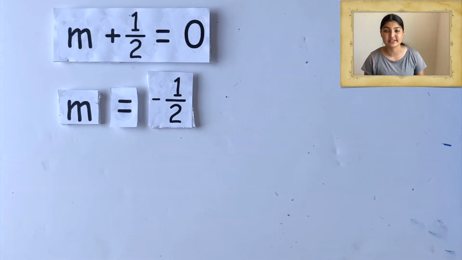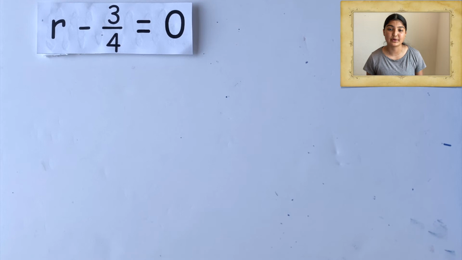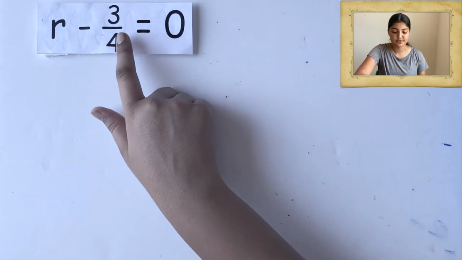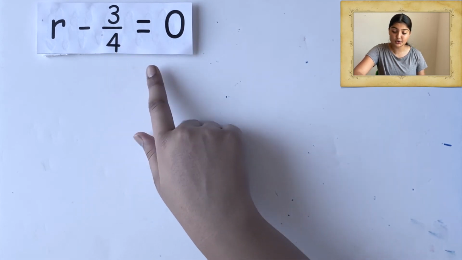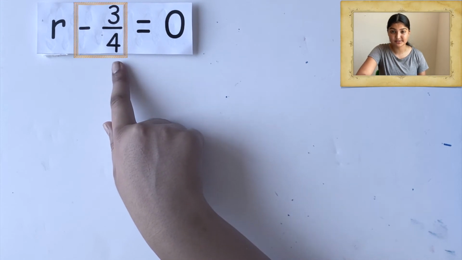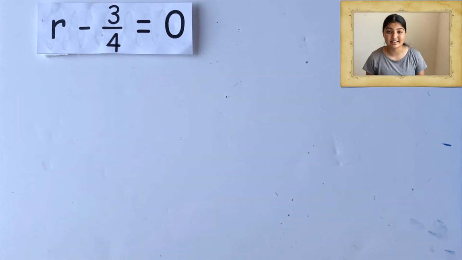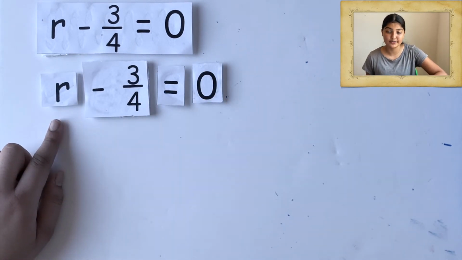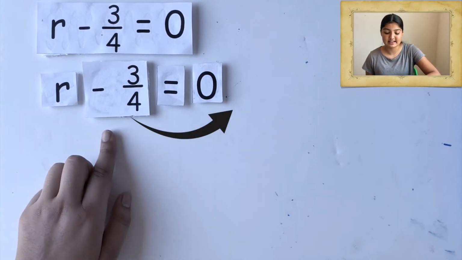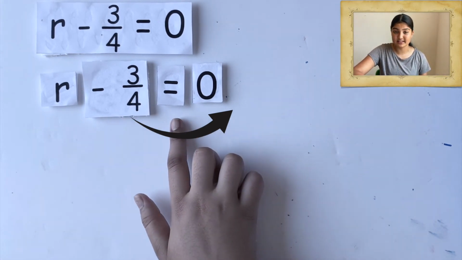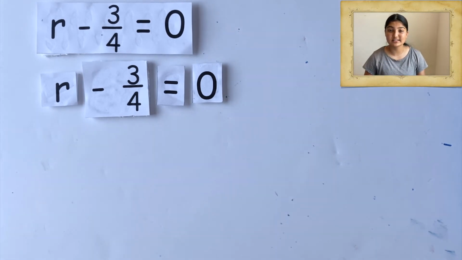Let's look at another example. Here is another equation. r minus 3/4 is equal to 0. This equation also has a fraction. So let's write it again. Now, in order to keep r alone and find the value of r, we must take negative 3/4 to the other side of the equal sign. So let's do it.